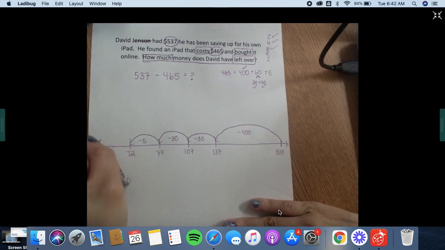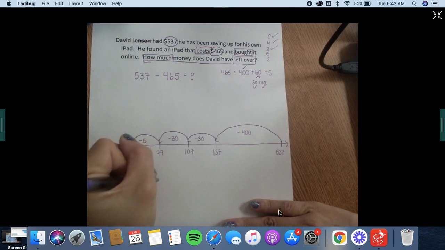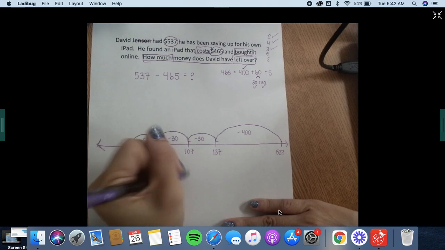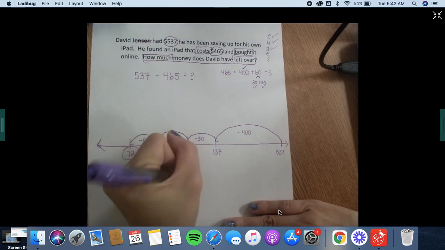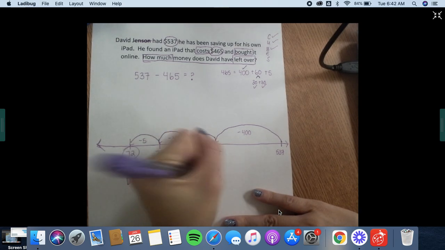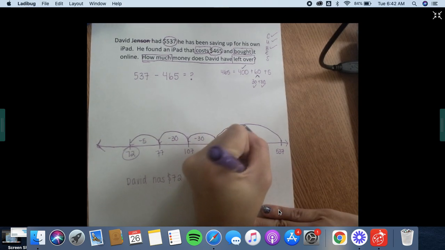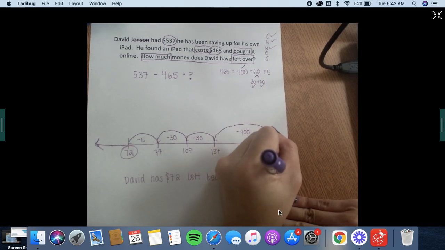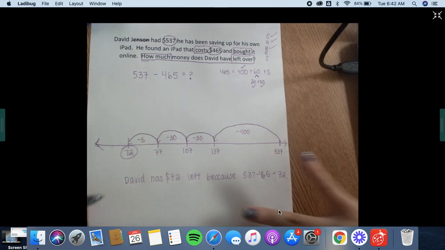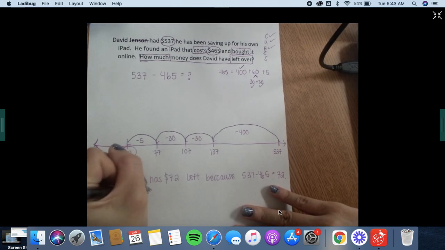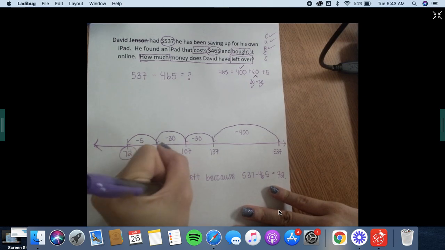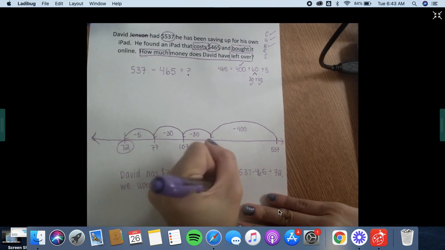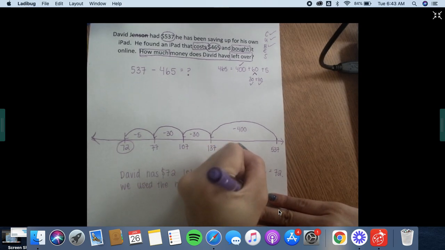So we could say David has $72 left because 537 minus 465 is equal to 72, and we used the number line strategy to solve.